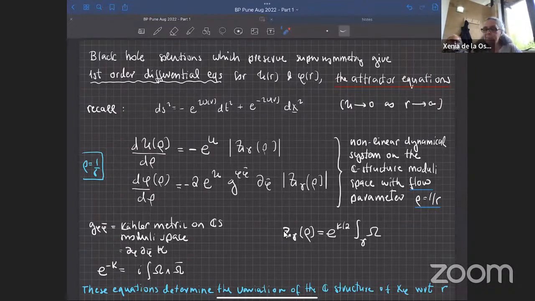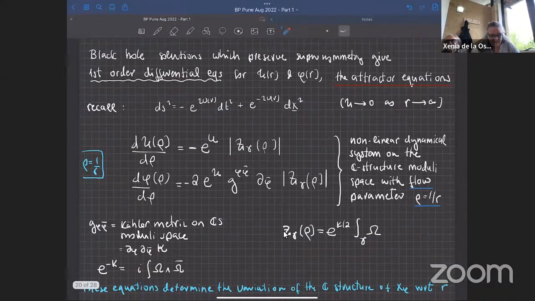So what you have is a non-linear dynamical system on the complex structure moduli space with flow parameter rho. This object here is the inverse of the Kähler metric on the moduli space, which is Kähler, so the matrix is the metric, giving us two derivatives of the Kähler potential. And the Kähler potential is given in terms of the holomorphic three-form, so this is basically the volume. And this Z here is called the central charge. What matters to us today is that apart from this factor that contains the Kähler potential, it's a period of omega over the cycle in H3 determined by the charges.